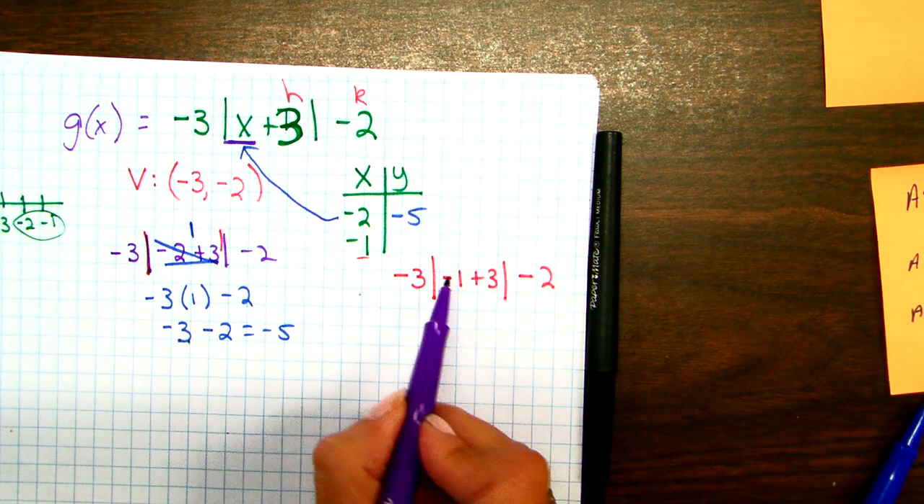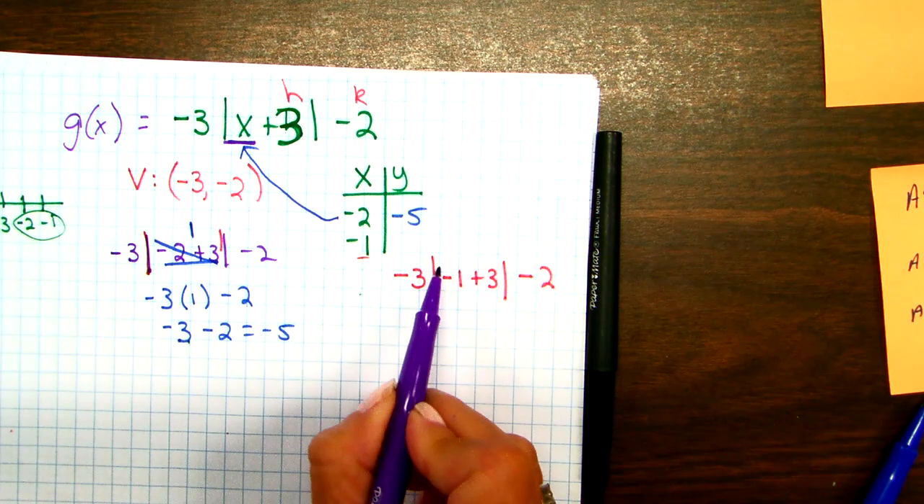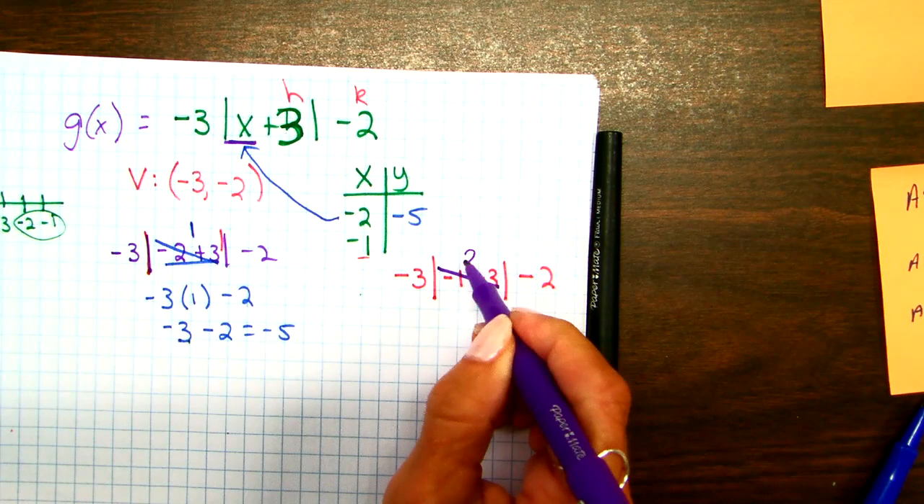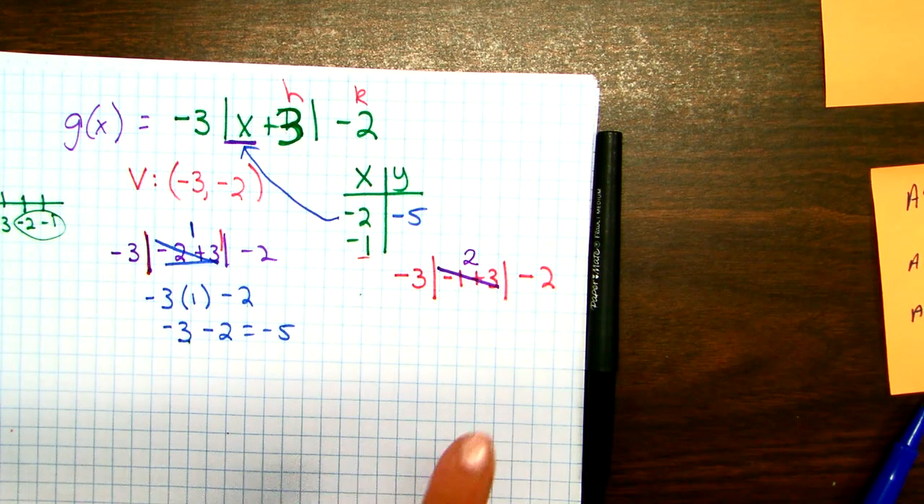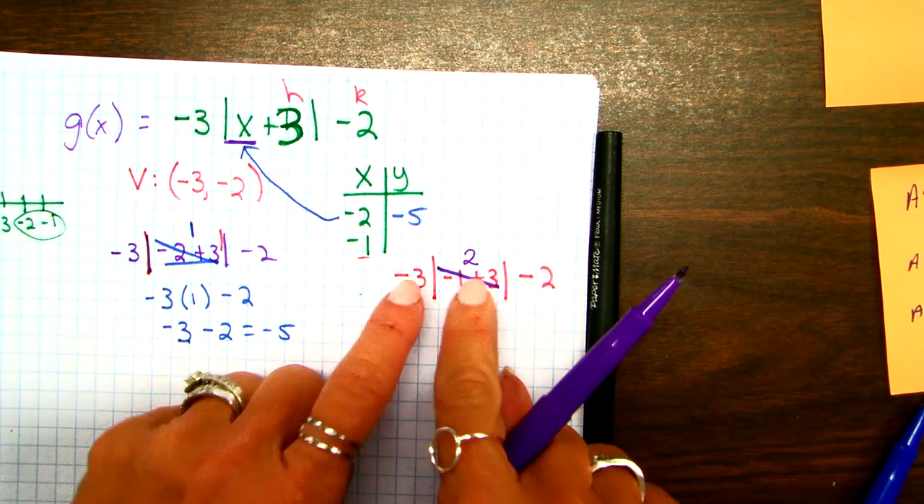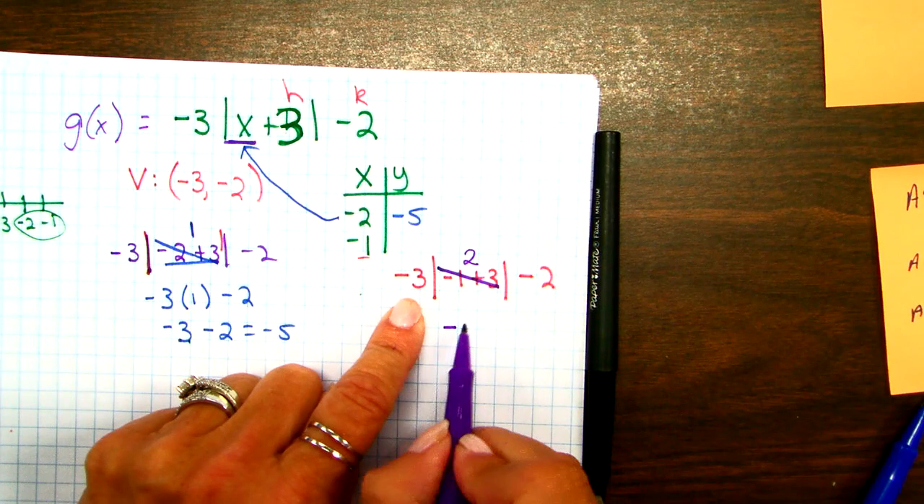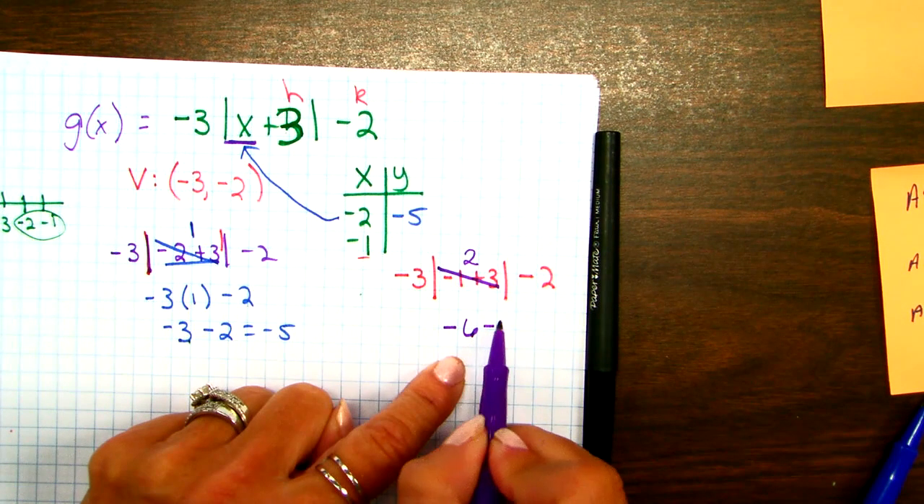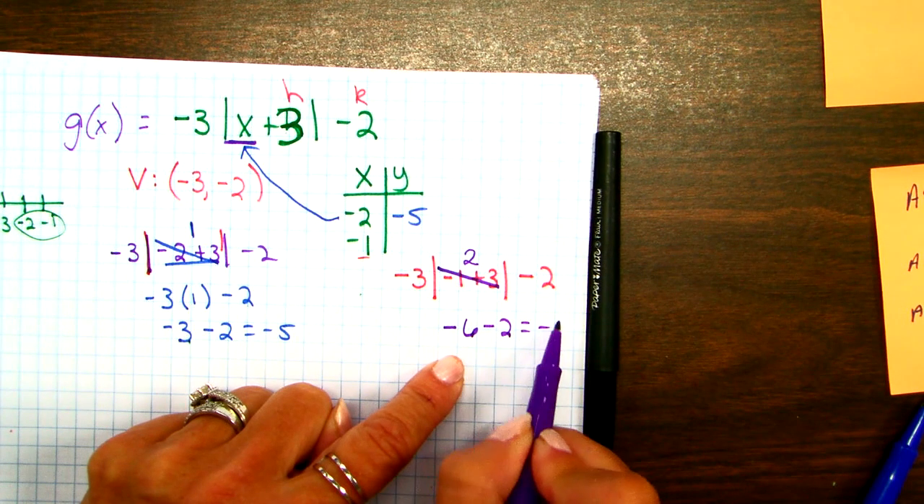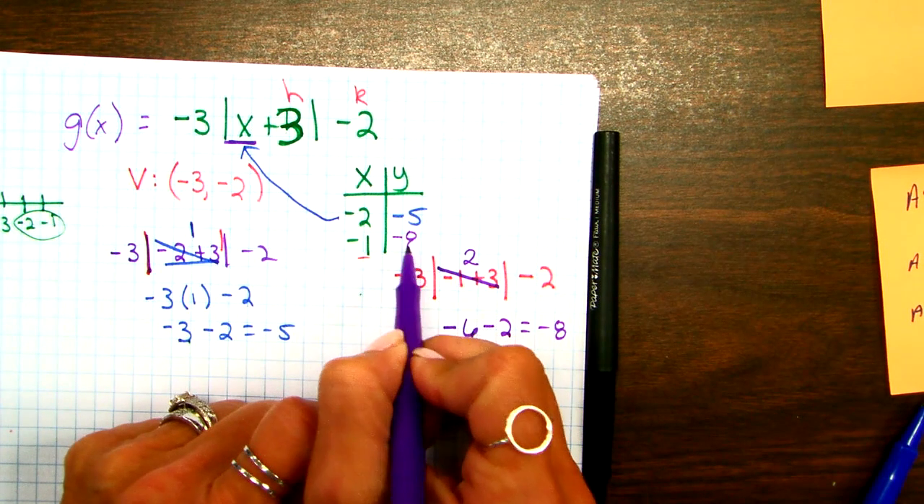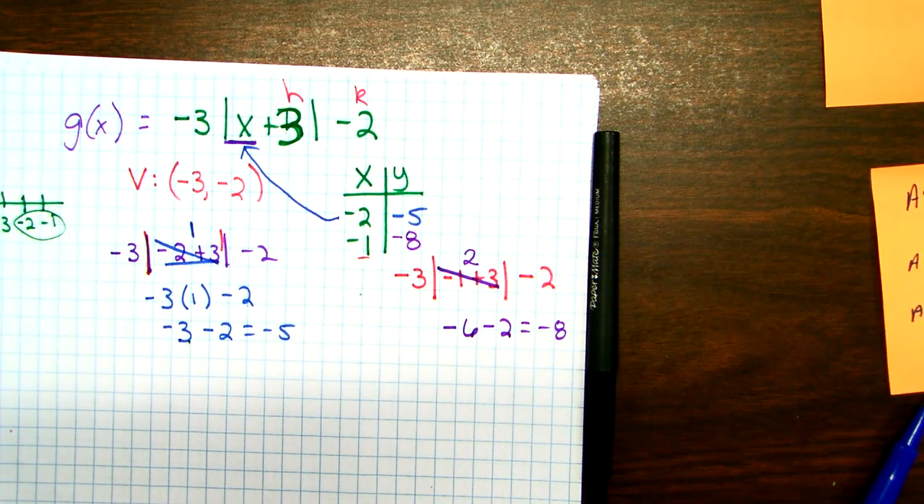Okay, absolute value first. Do that first. So negative 1 plus 3 is 2. And Matthew, yeah, so then we multiply these. Okay, so negative 3 times 2 is negative 6. Minus 2 is negative 8. Okay, so this one was harder. It had a lot of negatives in it. We have to be okay with working with negatives.